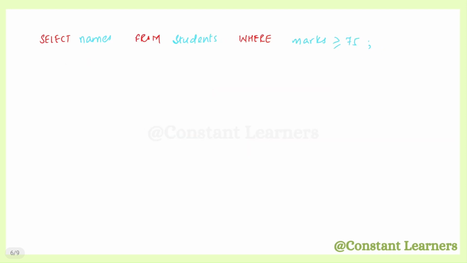Again, let's take the same example. Here we have select names from students where marks are greater than or equal to 75. Now the table mentioned here is the students table, right? So let's start with the table name, that is students. From the students table, what do we have to select? We have to select the names where marks are greater than or equal to 75. So we only need the students whose marks are greater than or equal to 75.